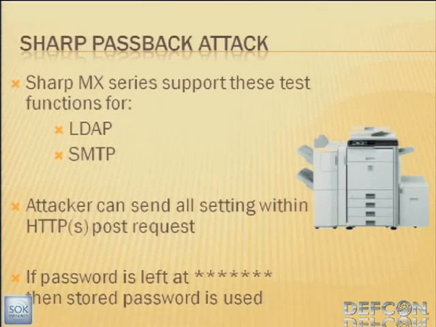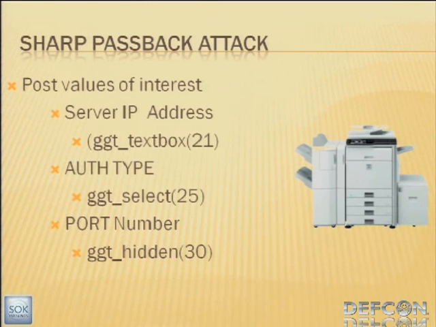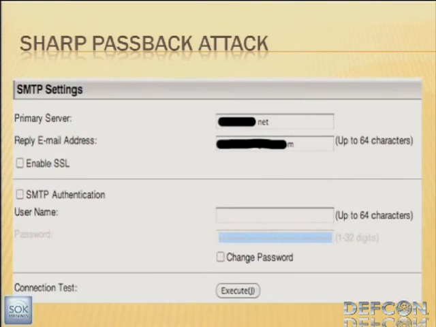The Sharp printer has the ability to do this on LDAP and SMTP. And like I said, the attacker can send all of these fields except the password field. The password field is stored on the printer. So if you can tell the printer to test this using what you have stored on the printer as the password, you get the plain text password. These are the three fields on the Sharp printer that we want to alter: the server IP address, the port, and the auth type. Because remember, it may be configured to do NTLM or Kerberos, but during the test function, you can say, let's just do it in plain text. That way you capture it back. And here is the screen for the Sharp for the SMTP settings also.